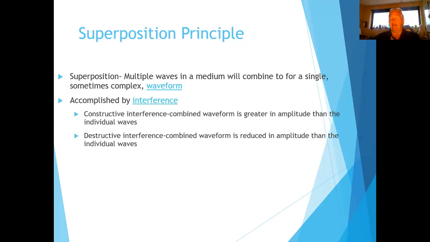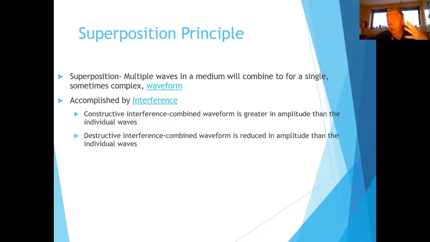There are two forms of interference, and wave interference is not always all or nothing. Constructive interference just means that they are on the same side of equilibrium when they meet, so the combined waveform that they give you is greater in amplitude than the individual waves. It doesn't mean that it doubles, or that it's the amplitude of this one plus the amplitude of this one. That's not how that works. It's a little bit more complicated than that, but constructive interference doesn't necessarily mean you double the amplitude. It just means you increase it.